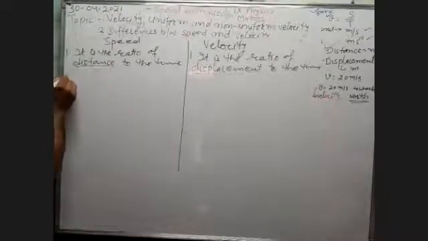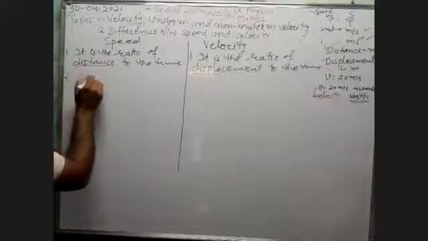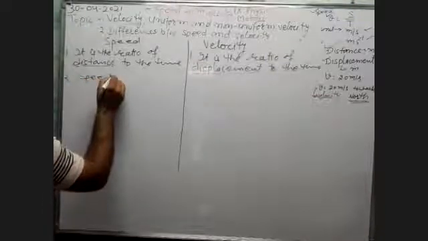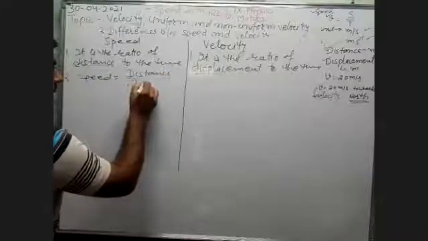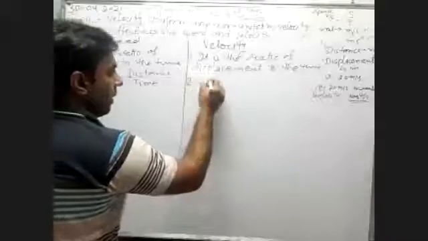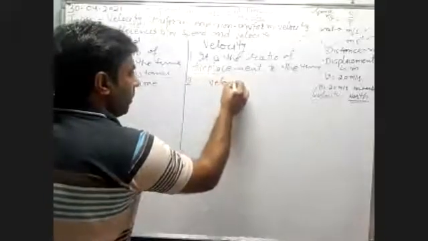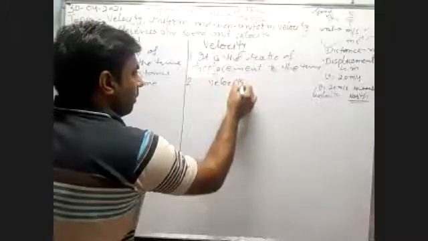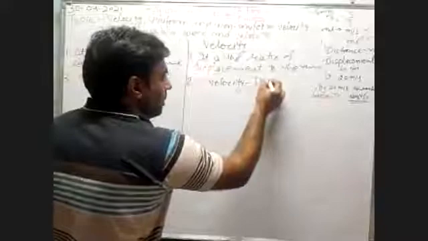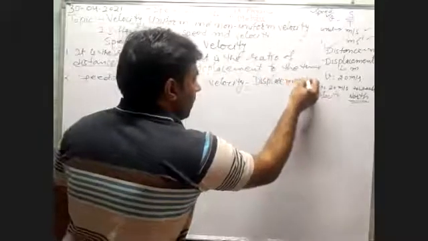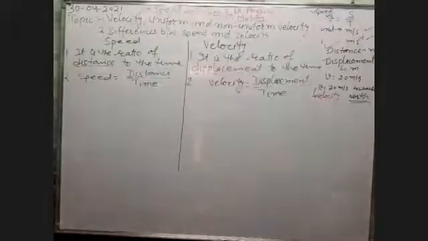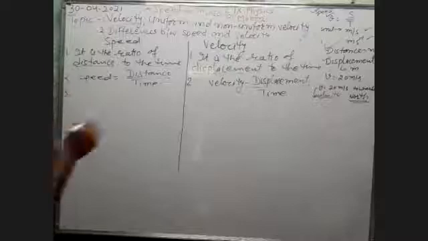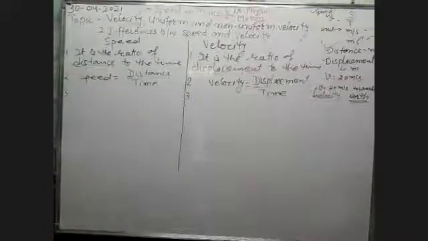Next we can write the formula. Speed is equal to distance divided by time. We can also write the formula for velocity: velocity is equal to displacement divided by time. Displacement divided by time.